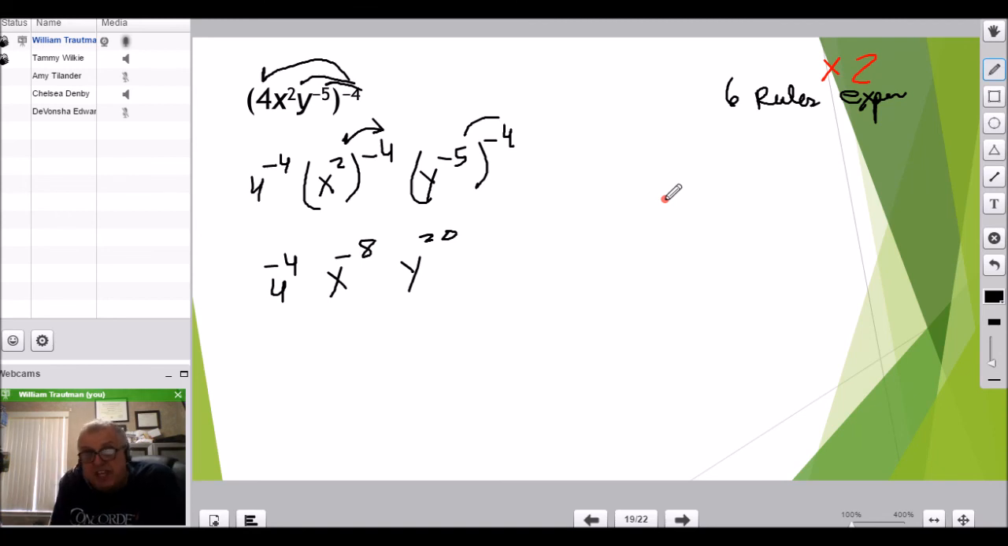However, the rules of exponent says negative numbers are not allowed on the top of a fraction. By the way, if you want to, everything's on top. If you want to make it a fraction, you make it like this.